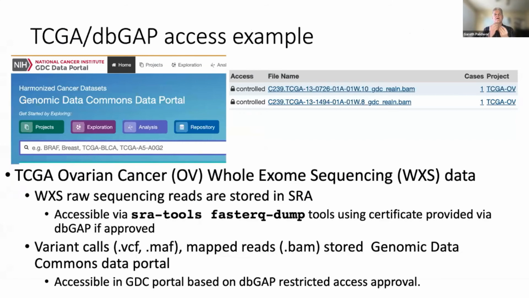So consider a TCGA dbGaP access example, where you're interested in TCGA ovarian cancer whole exome sequencing data, for example. The raw sequencing reads are stored in SRA, which is the Sequence Read Archive. So you can download those with various tools if you have permission via dbGaP. The variant calls and the mapped reads, for example, are stored in the Genomic Data Commons portal, and you can download them directly or from other tools. And once again, you can access them if you have permissions that are associated with your login.